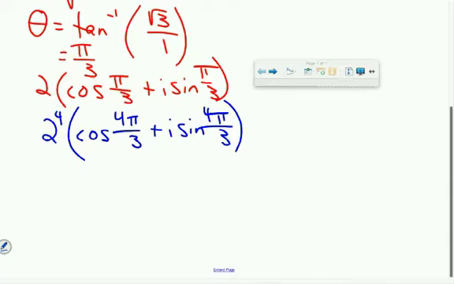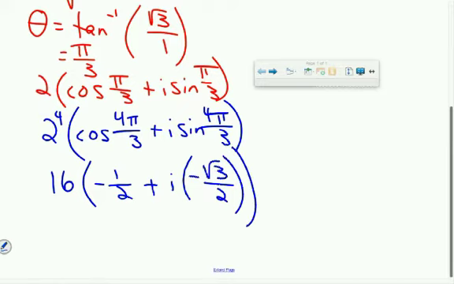So I look at my handy-dandy reference sheet again. Cosine of 4 pi over 3 is negative 1/2. 2 to the 4th power, of course, is 16. And so I said that the cosine of 4 pi over 3 was negative 1/2 plus I times the sine of 4 pi over 3, which is negative radical 3 over 2. And when I distribute this, I get negative 8 minus 8i radical 3.